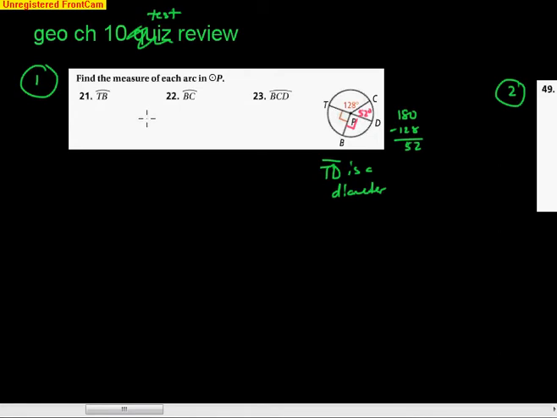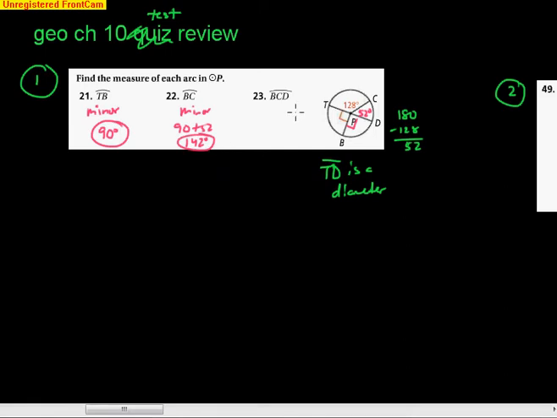Good. And now I think I can find these 3 arcs. The first one, TB, 2 letters, is a minor arc. Its arc measure is 90 degrees, equal to this right angle. Second one, BC, is another minor arc, 2 letters, B to C. Now this requires arc addition: 90 plus 52 is 142.